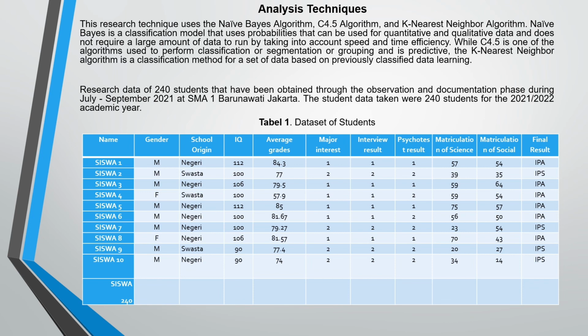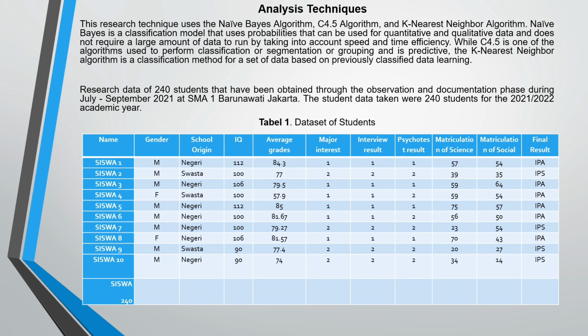Naive Bayes is a classification model that uses probabilities that can be used for quantitative and qualitative data and does not require a large amount of data to run, taking into account speed and time efficiency. While C4.5 is one of the algorithms used to perform classification or segmentation or grouping, and is predictive. The K-Nearest Neighbor algorithm is a classification method for a set of data based on previously classified learning data.